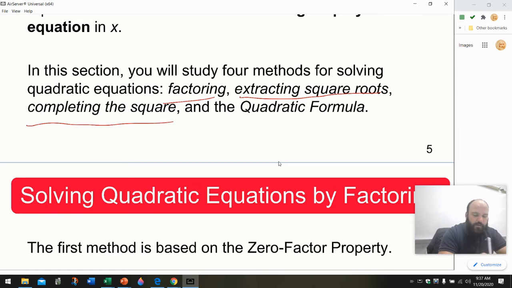We're also going to learn about completing the square. Unless you took Honors Algebra 2 last year, you will not know how to do that. That will be new. The quadratic formula, I think you covered that last year as well, but I'm probably going to use it a little bit more and explain it a little bit more in depth than what was explained to you before. Those are going to be four ways that I teach you how to solve a quadratic equation.